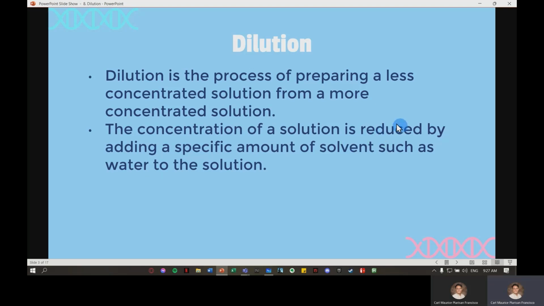Again, to reduce the concentration or to enact dilution, we simply add a specific amount of solvent, and the best example of a solvent is water. So that is dilution in terms of definition and how it is simply done. Dilution is simply preparing a less concentrated solution from a more concentrated solution by adding a specific amount of solvent, and one of the examples is water.